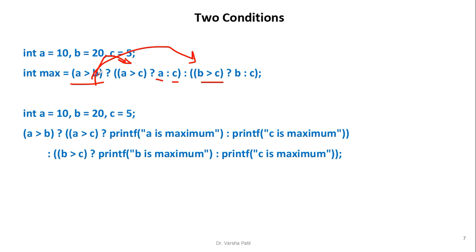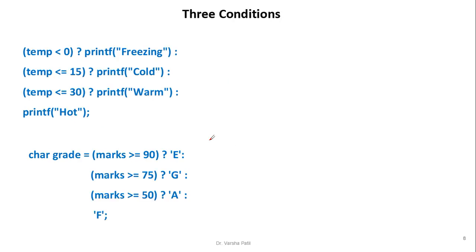Now see, same, I have written instead of this, instead of assigning the value, I have printed the statement. The program is same. Now see for three conditions. Now the conditions are very straightforward.